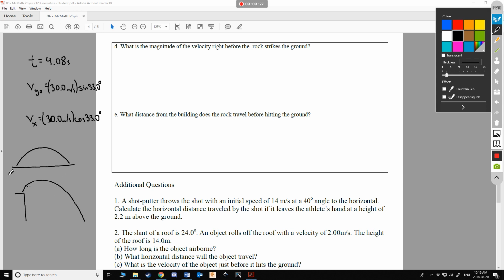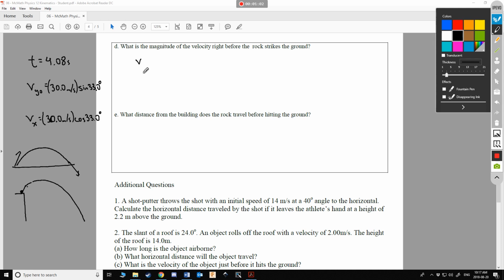Because of the symmetry of the parabola, we know the initial velocity is the same as the final velocity, except the angle: instead of angling upwards, the velocity is downwards. Because the ball started up here and now the object is a lot lower, having fallen for a greater amount of time, the velocity must have increased in magnitude. So here's our question: what is the magnitude of the velocity right before the rock strikes the ground?